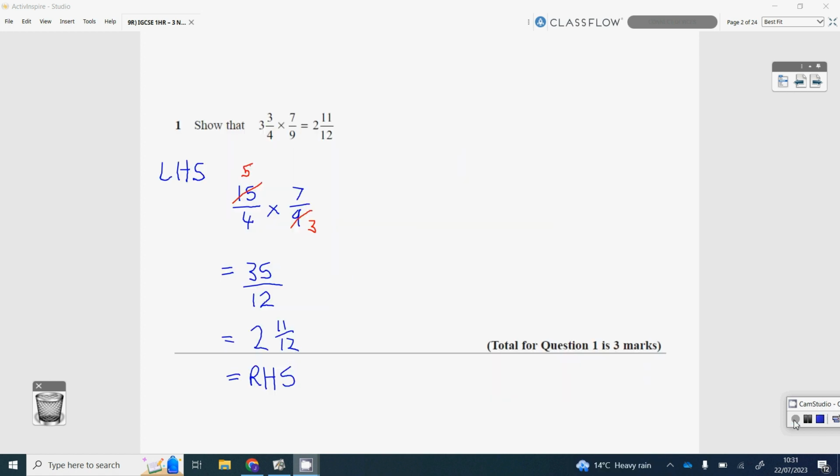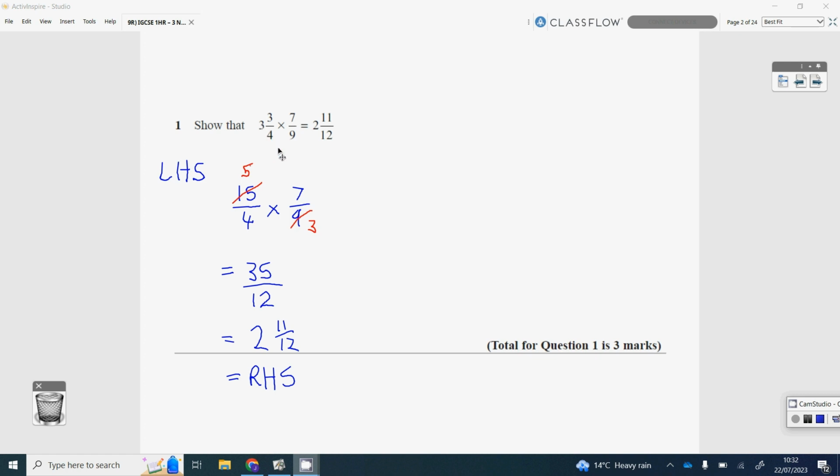Question 1. Now, in these show that questions with fractions, you've got to be very careful to show every step, really clearly show your workings, because obviously you know what the answer is. So I've taken my left-hand side, and the first thing I've done, I've changed this mixed number 3 3/4 into an improper fraction, a top-heavy fraction. So make sure you know how to convert 3 3/4 into 15/4.